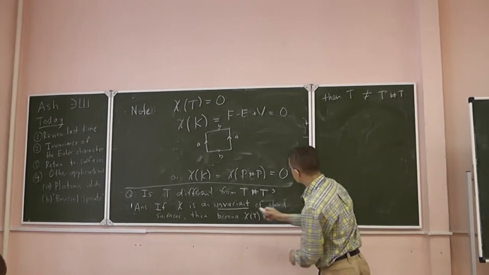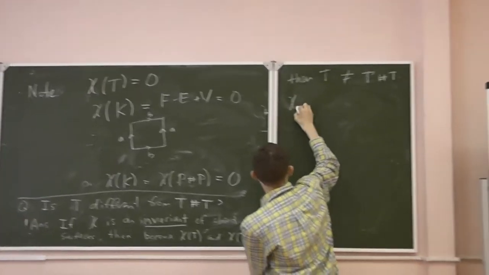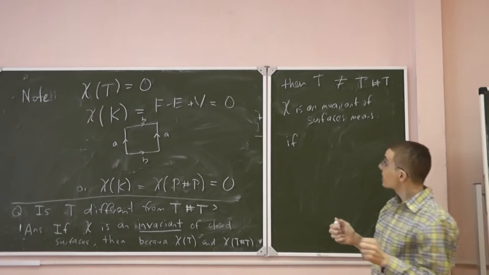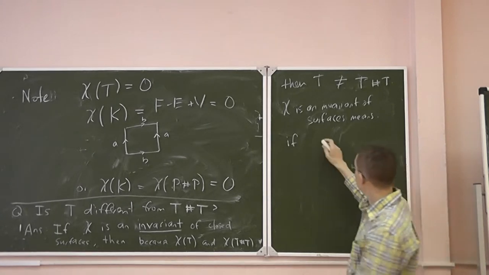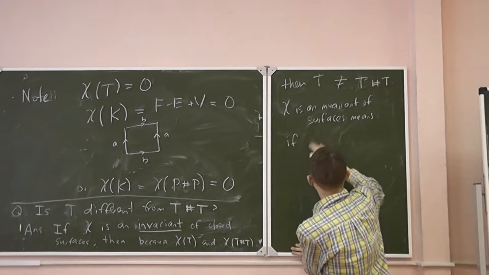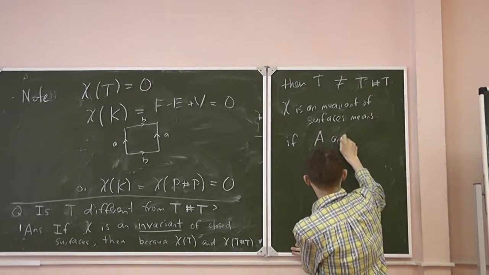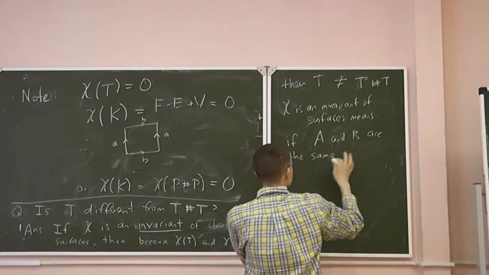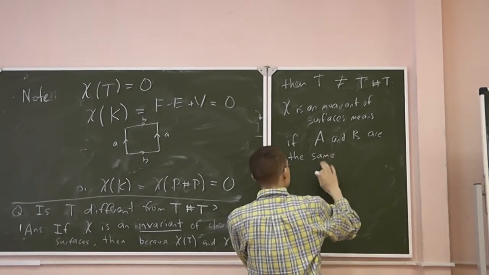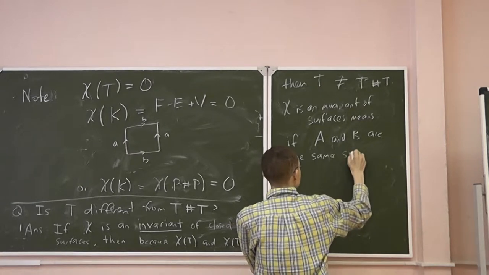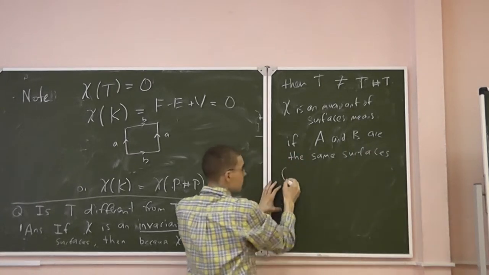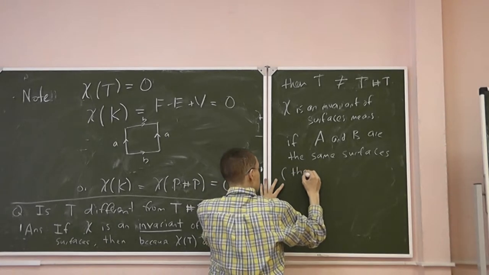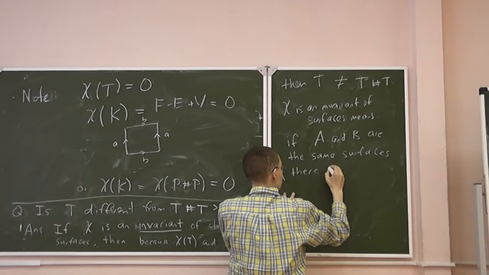So the idea of an invariant means that if A and B are the same surfaces, the word we use in topology is homeomorphism, but let's not use it. If A and B are the same surfaces, which for us we can think of meaning homeomorphic.